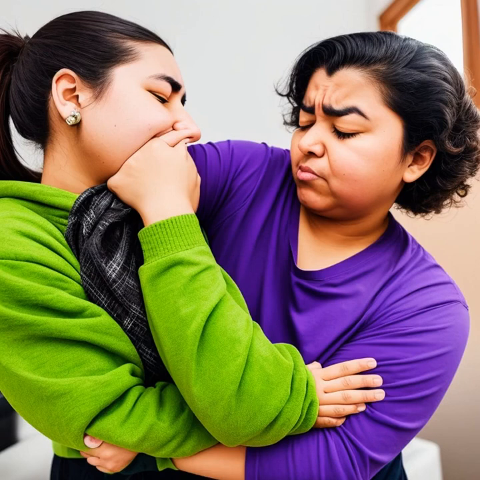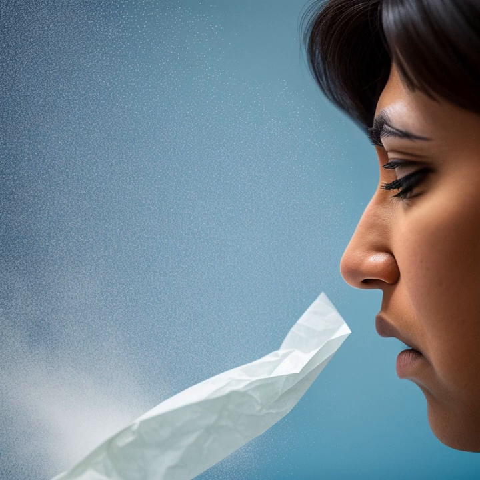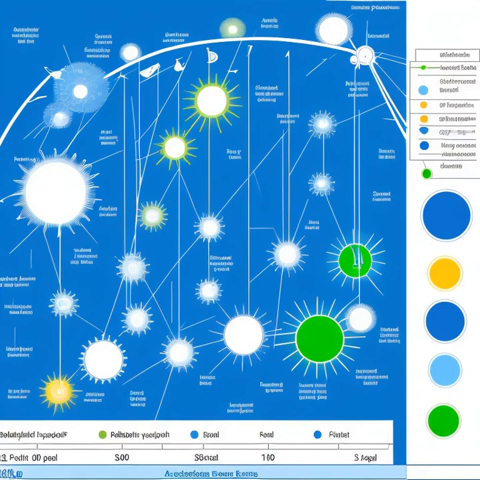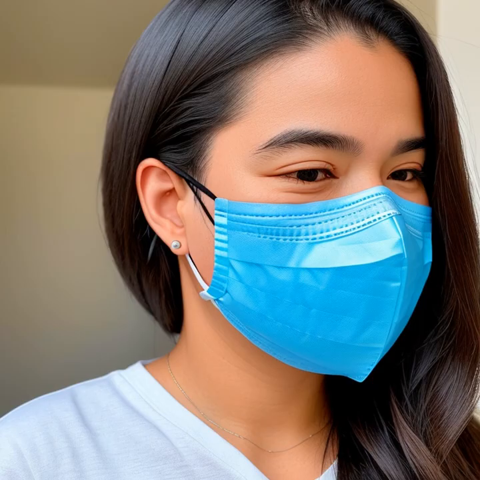Moving on to our second topic, let's discuss the transmission and spread of the common cold. It's important to understand how this illness is passed from person to person so that we can take appropriate precautions to prevent its spread. And the primary mode of transmission for the common cold is through respiratory droplets.